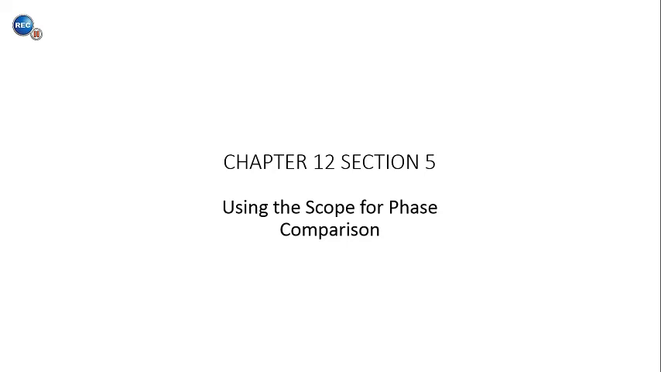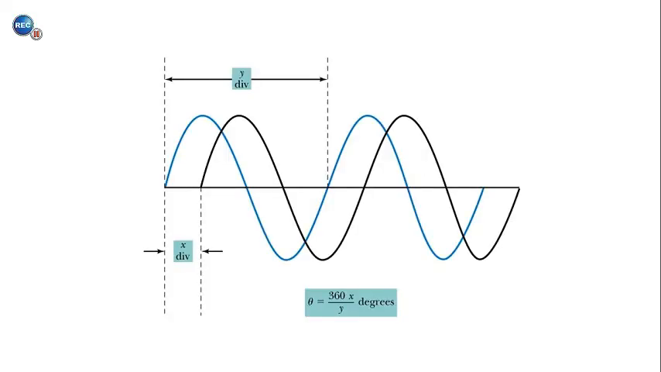This is section 5. It's using the scope for phase comparison. We can view 2 waveforms on the oscilloscope at the same time, and they may not necessarily be in phase. One complete period of either of the waveforms is 360 degrees, right? That's one complete oscillation. And the difference between the 2 signals is something less than 360 degrees.